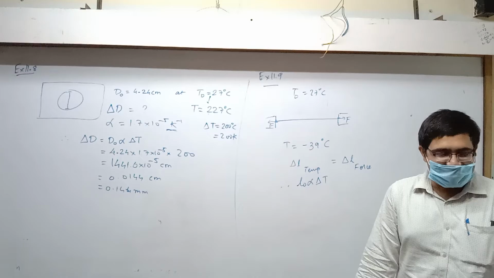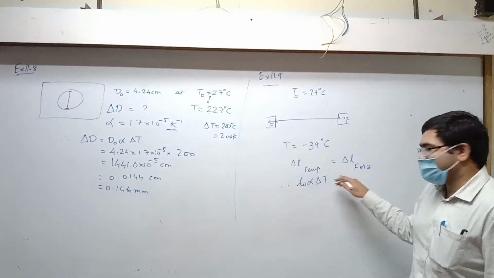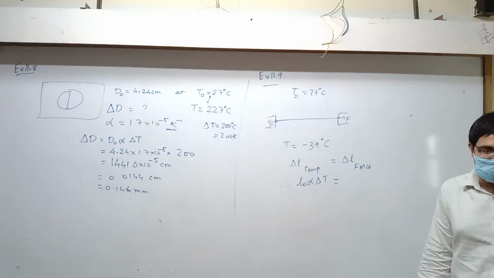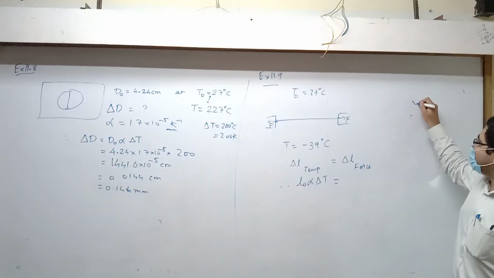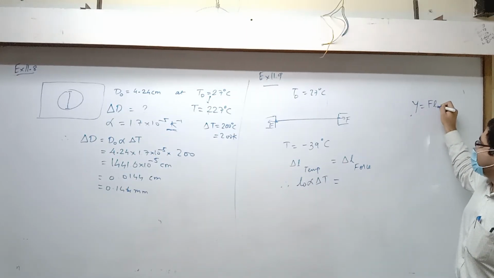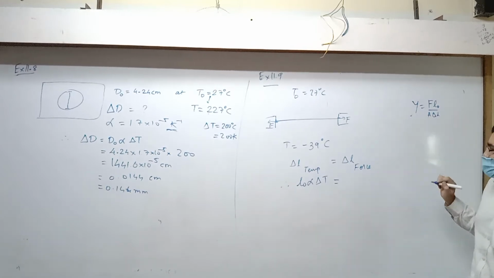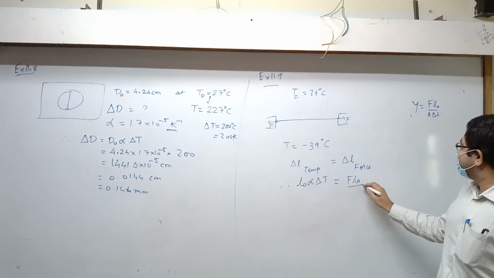Right? I derived the formula, but if you don't remember what I said, let's go from the basics. Now for force, what will be delta L? Use that formula related to Young's modulus. Y equal to F L0 by A delta L. We use that here. What do we get? F L0 by A.